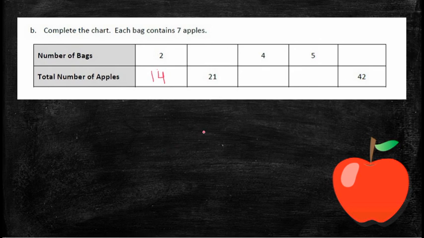But now we know that we have a blank space here that we need to fill in. The number of bags. So there are 7 apples in each bag. But how many bags do I need to have 21 apples? Well, we could do this one of 2 ways. We could use the variable.